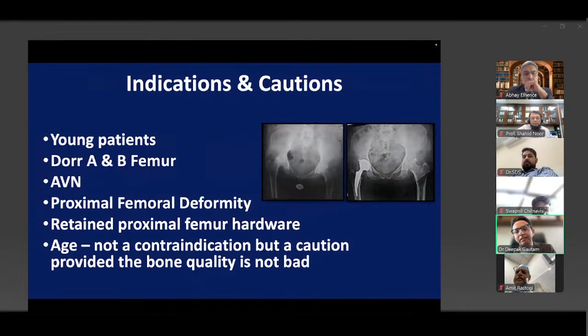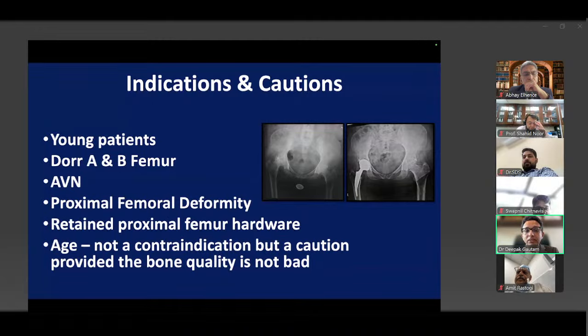Indications: the indications are extended with the availability of type 4 and 5 implants. The indications are being extended to younger patients, Dorr A and B type femurs, avascular necrosis is no more a contraindication for short stems, proximal femoral deformity, and retained proximal femoral hardware.